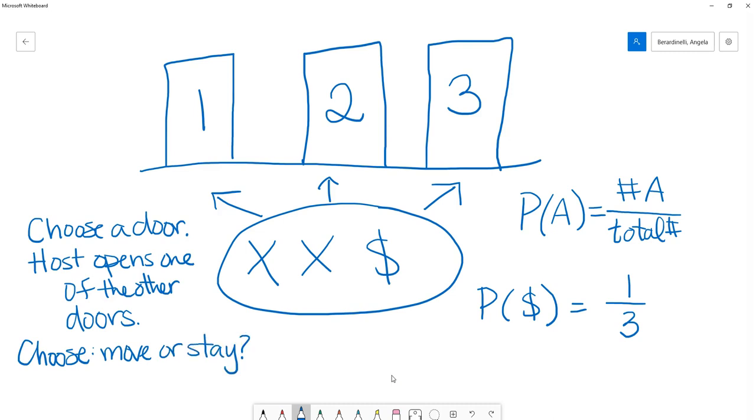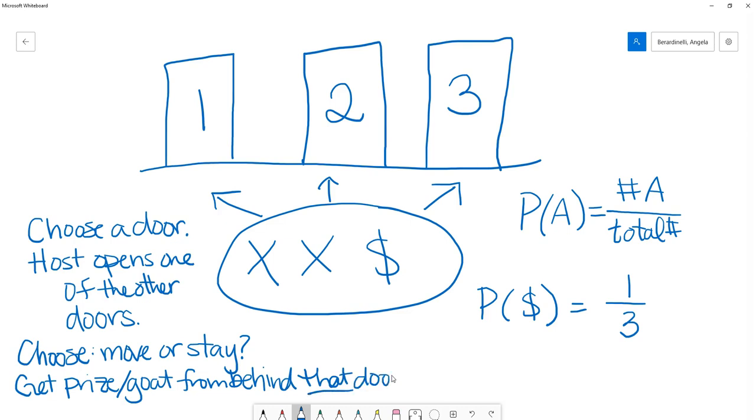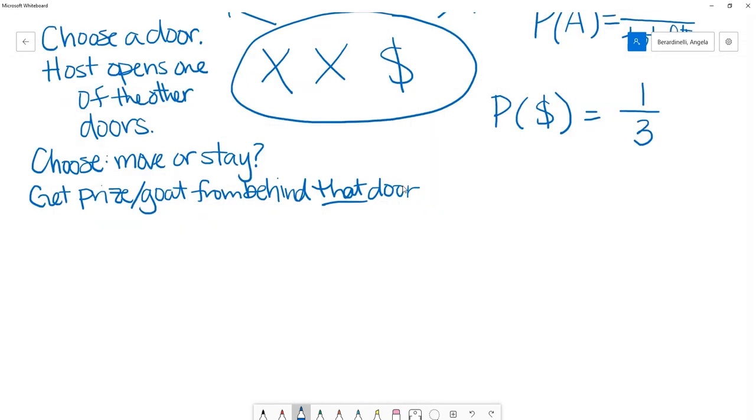And then whatever your second choice is, that's the door you get what is behind it. So you will get the prize or the goat from behind that door in your second choice, not the first one you choose. This is slightly more complicated than the probability of just choosing the money, 1 door out of 3. And it's even more complicated than it may seem at first.